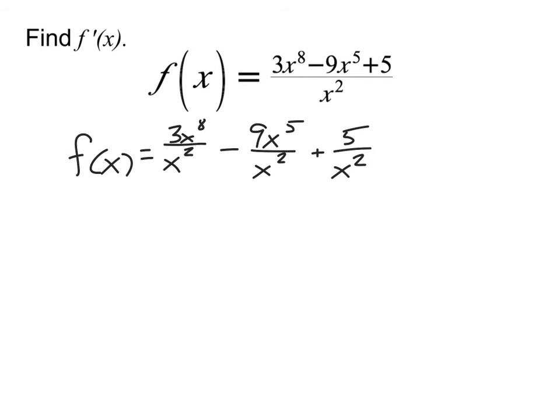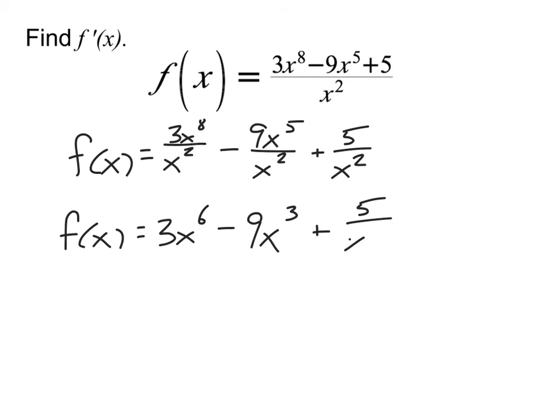And then, of course, we can simplify. So f of x will equal 3x to the 6 for that first term. That's a lot easier to work with now. Then for the second term, 9x cubed. Now for that last term, there's nothing really we can do to simplify it. Now we could write it as 5x to the negative 2 right now. You could write it that way to make your life a little easier. But that's just rewriting in a different format, not necessarily simplifying. So either way is fine with that piece.